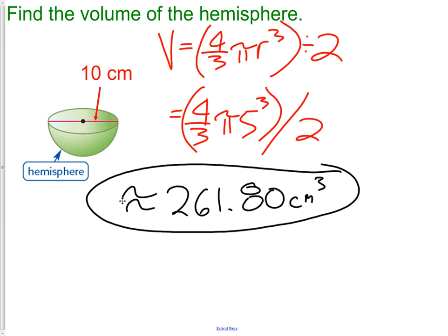to divide by 2. Like I said, spheres are fairly simple, so that's the end of today's lesson. If you have any questions, bring them back to me in class.